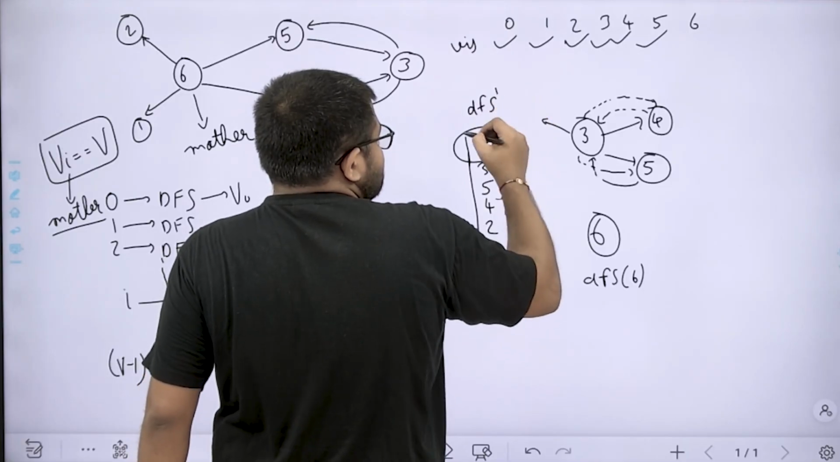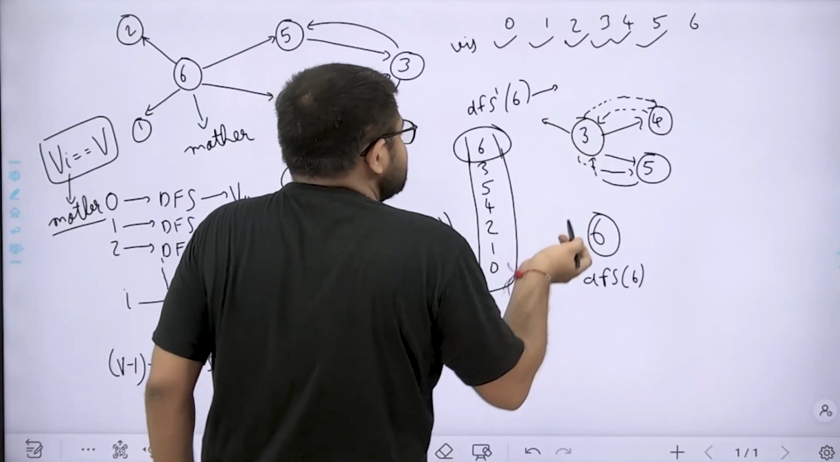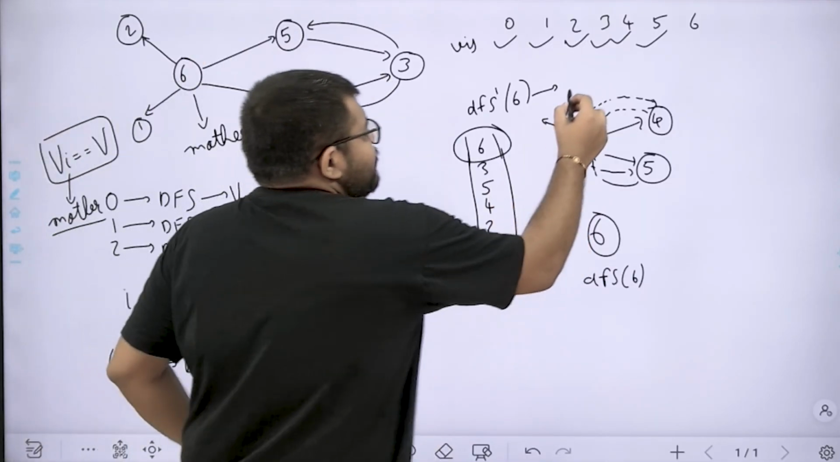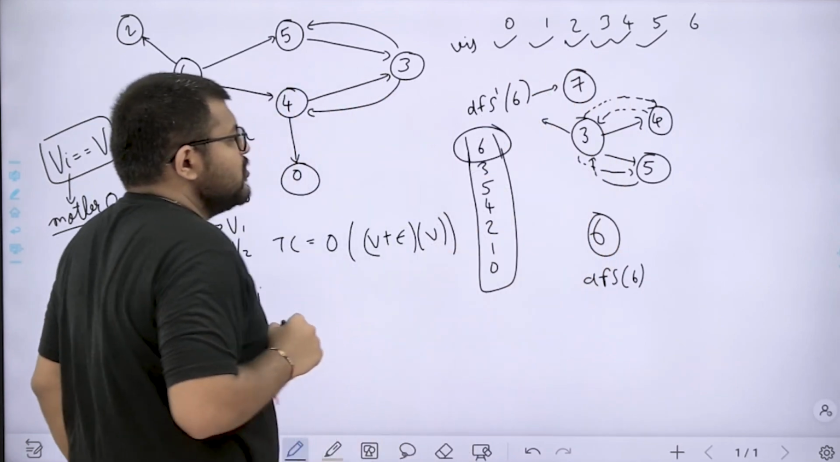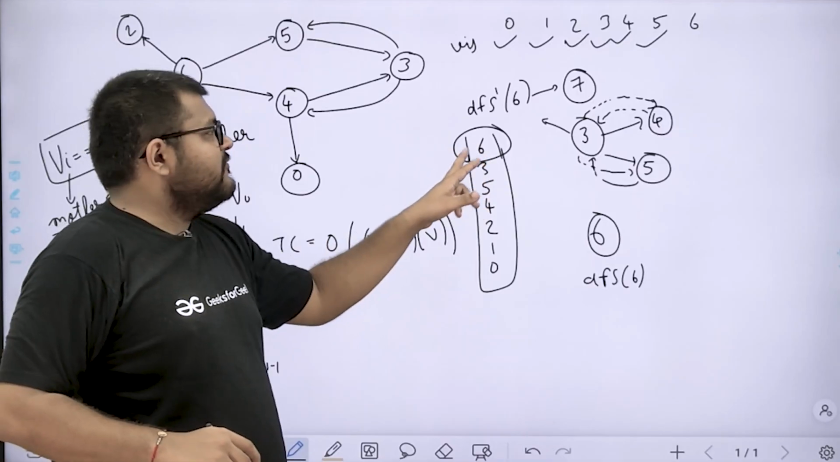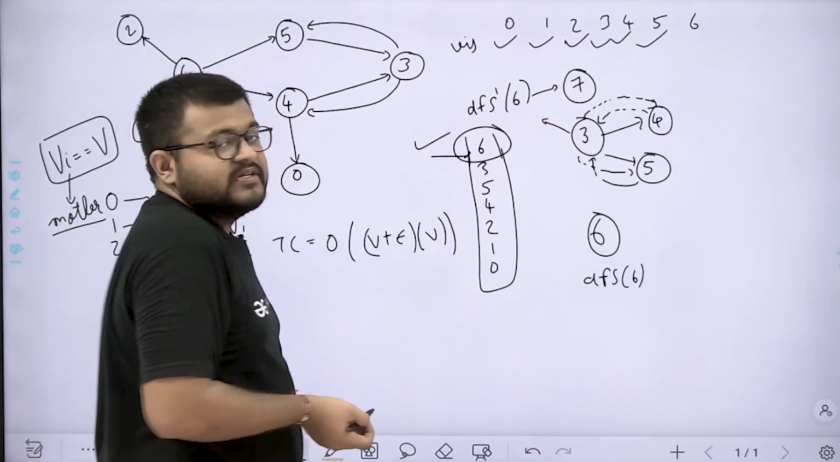Okay, another DFS, let's say DFS dash, and we'll make a count of the number of vertices visited. Now from 6 I can visit all the vertices, so that count would return me 7. That is the total number of vertices. So starting with the top of the stack, if I call a DFS and I am able to visit all the other vertices, then this is the mother vertex, otherwise it is not.